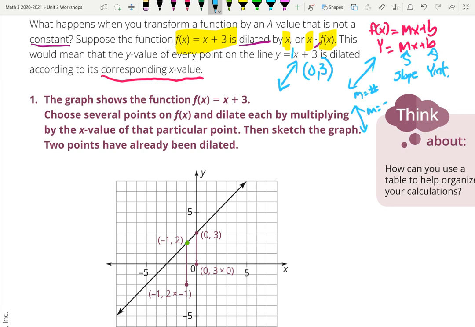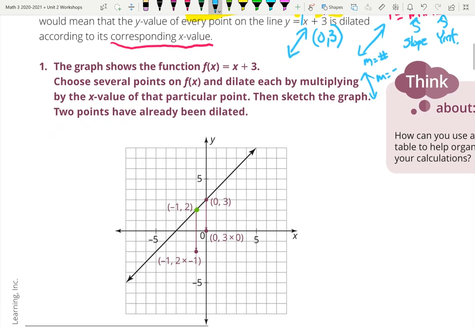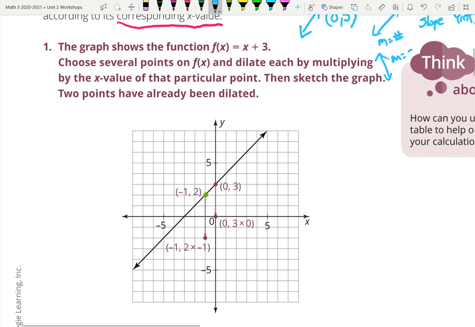Okay, let's actually get to the problem. So I'm going to take several points and multiply them by the corresponding x value. Two points have been dilated. What is happening? (0, 3) becomes the point (0, 3 times 0). And likewise, (-1, 2) becomes the point (-1, -2).